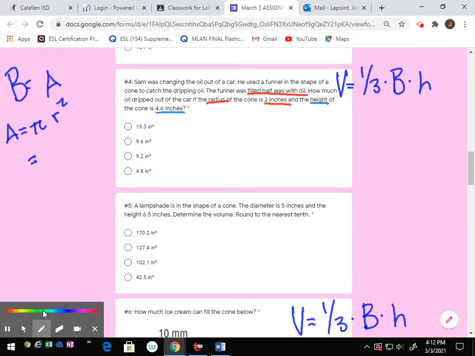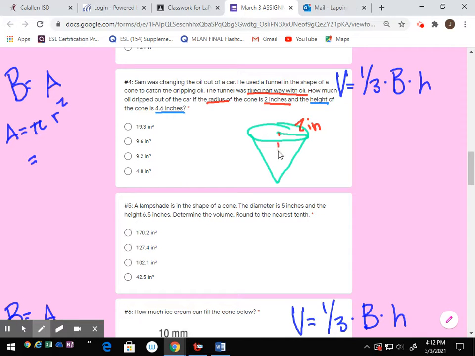So let's draw a little image real quick. So we have a cone right here. All right, we can see that our radius is right here, which is 2 inches. Let me go ahead and write that. Our radius is 2 inches. And we can see that our height is 4.6 inches. 4.6 inches, all right? So we have our little image drawn out. So let's go ahead and work it out now.